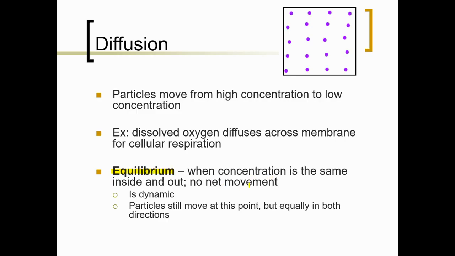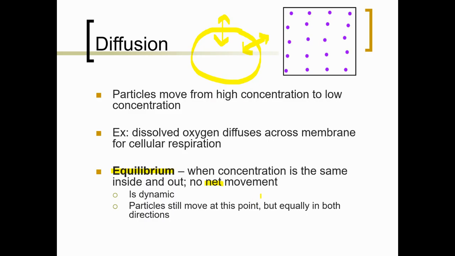And so this is going to be the point at which their concentrations are the same. Now, I do want to point out that it says no net movement, okay? This doesn't mean that there's no movement at all. Molecules will still move, but once you reach equilibrium, they'll just kind of move back and forth equally, and they'll maintain that equilibrium.